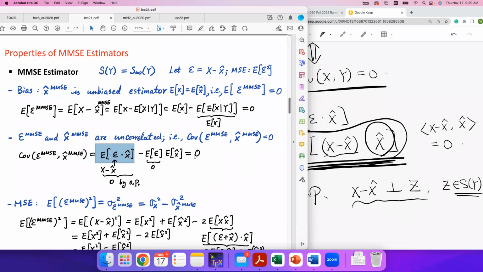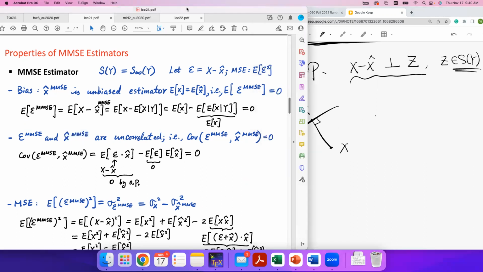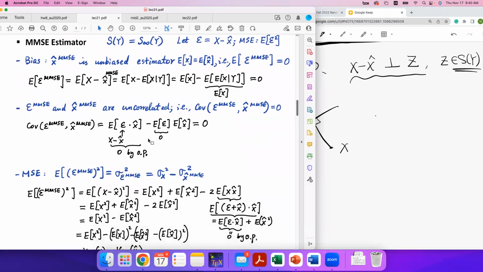So 0 minus 0, we get 0. So this shows that this epsilon error is uncorrelated with this estimator, which is basically to say that the error, x minus x hat, is perpendicular to your estimate and to all the other points from your estimator class. So this is not that surprising given this orthogonality principle.